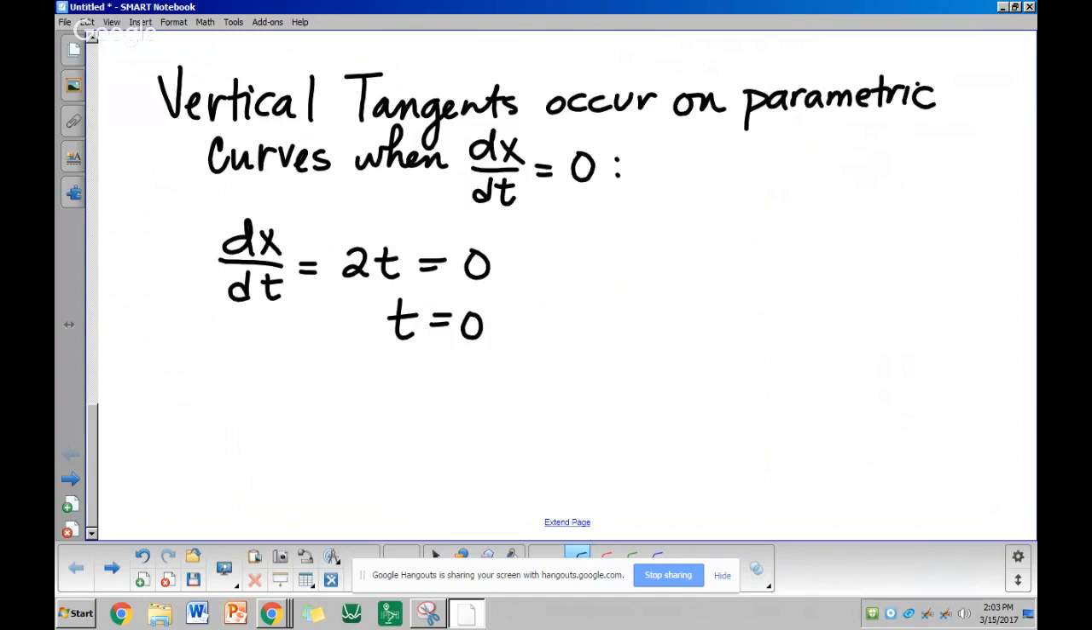I plug this into x of t. So x of 0, what is that? -4. So let's see if that makes sense. I would love for you guys on your calculator now to hit that F5 button on the graph and the derivative, and you want dx/dt. And let's see what happens when you type that.